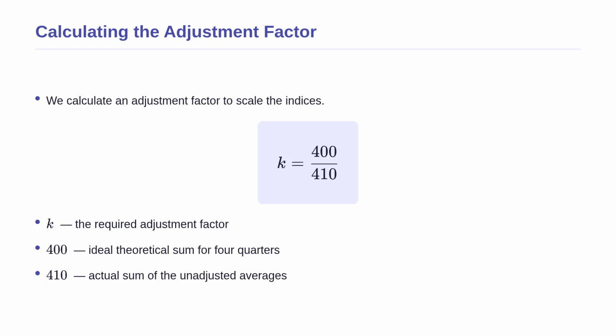To fix inflated or deflated seasonal averages, we calculate an adjustment factor, denoted by the letter K. Where does this come from? It is simply the ratio of what we want over what we actually have. The numerator is 400, which is the ideal theoretical sum for 4 quarters. The denominator is the actual sum of our unadjusted averages, which in our example is 410. By dividing the ideal sum by the actual sum, we find the exact proportion by which every single quarter must be scaled. If the actual sum was too low, this factor would scale the numbers up.